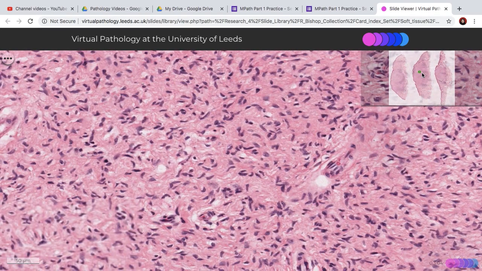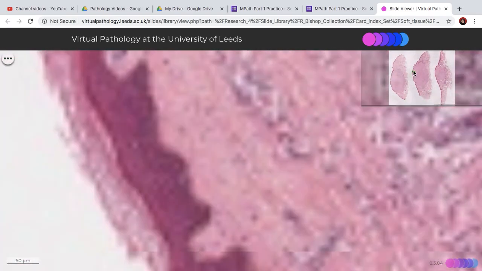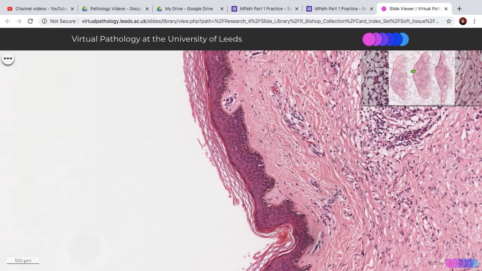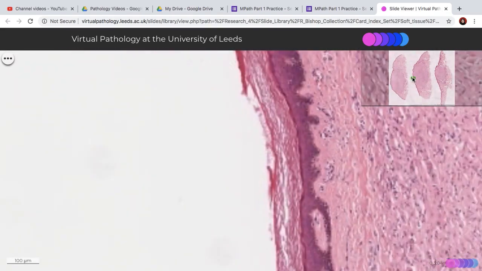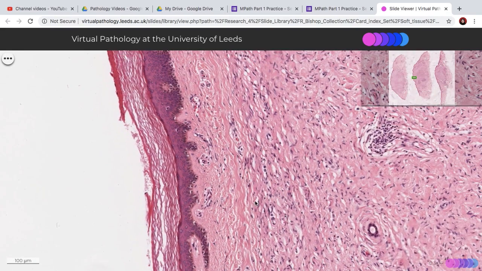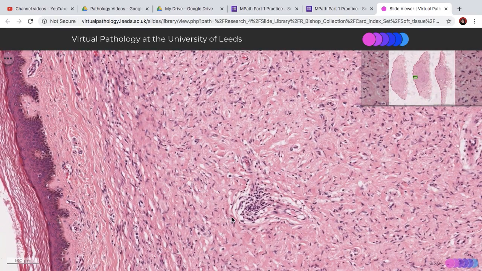If I move on to the surface, coming up to the epidermis, again you can see that there is a gap between the lesion and the epidermis, so the epidermis is not involved. So those are the salient features of this lesion, which is a neurofibroma.